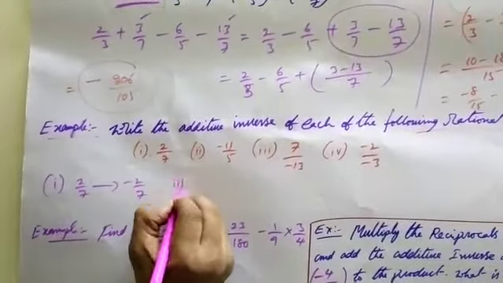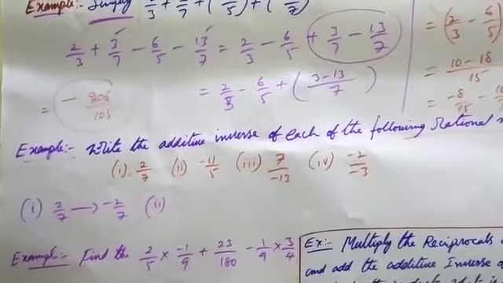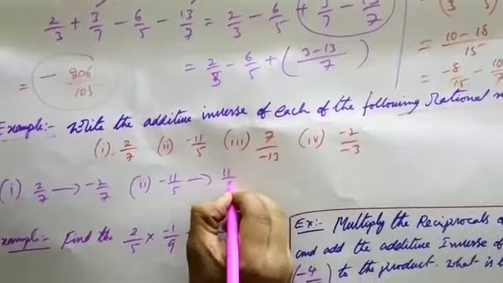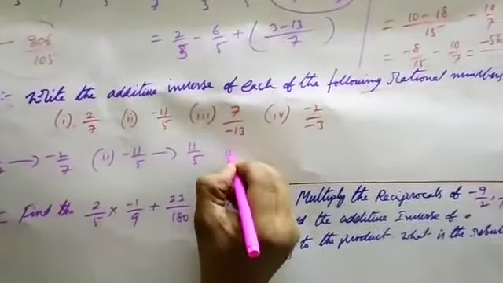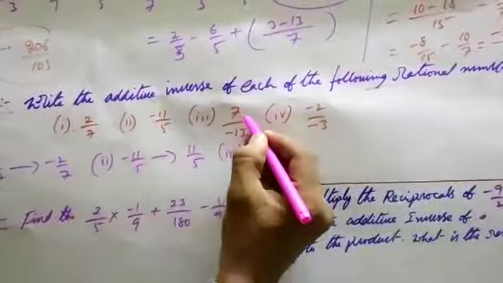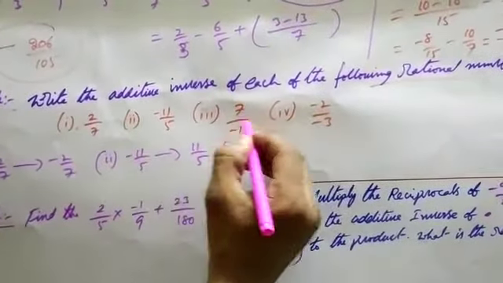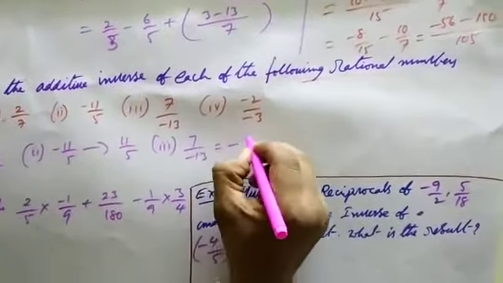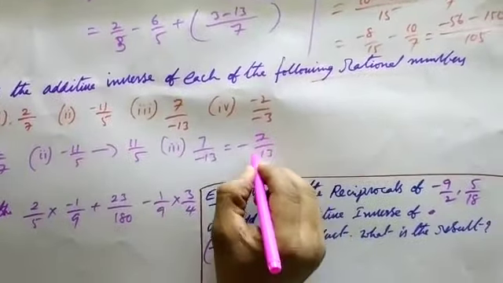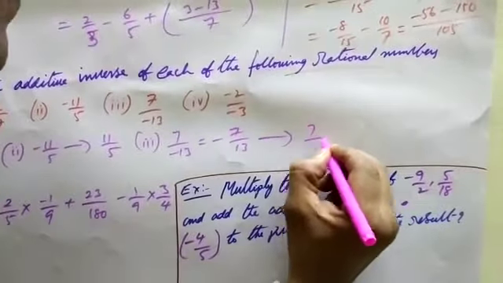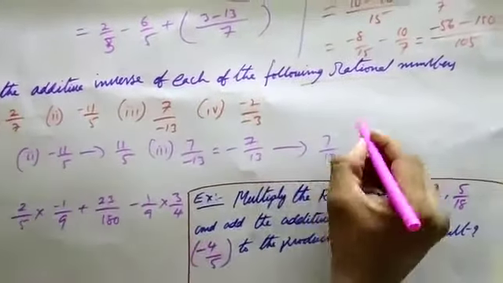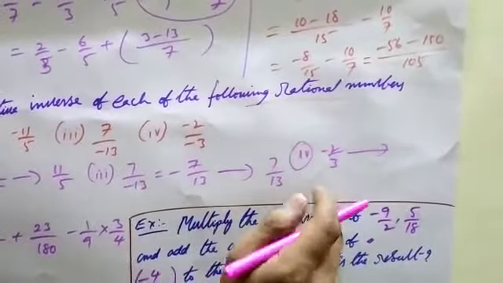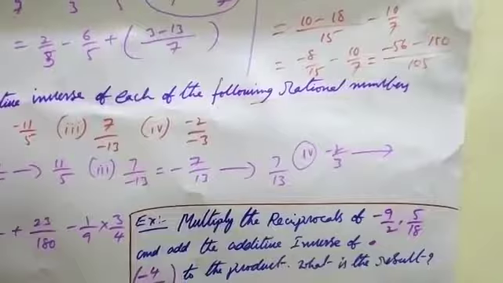Second sum: minus 11 by 5. The additive inverse of minus 11 by 5 is 11 by 5. Third: 7 by 13. The additive inverse of 7 by 13 is 7 by minus 13, which means minus 7 by 13. The additive inverse of minus 7 by 13 means 7 by 13. Go to the fourth, like minus 2 by 3. The additive inverse of minus 2 by 3 means the sign will be changed. That is called additive inverse.